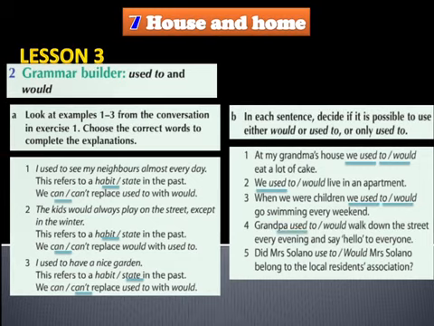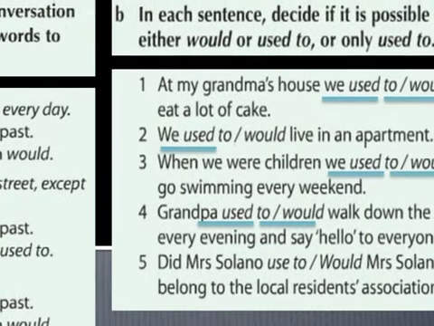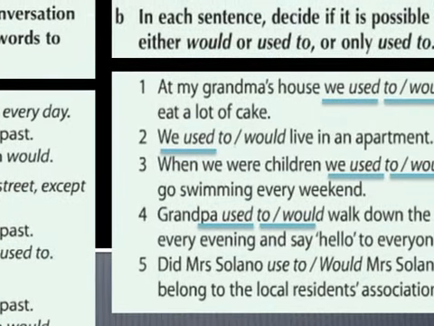4. Grandpa used to or would walk down the street every evening and say hello to everyone. Walk is an action verb, it refers to a habit in the past, a habit, not a state. We can use both used to and would.